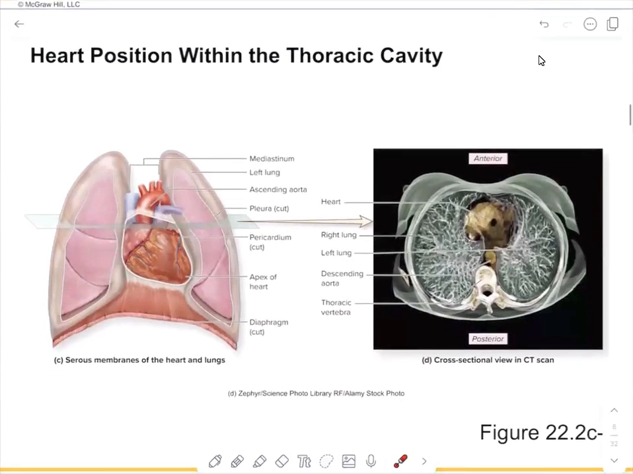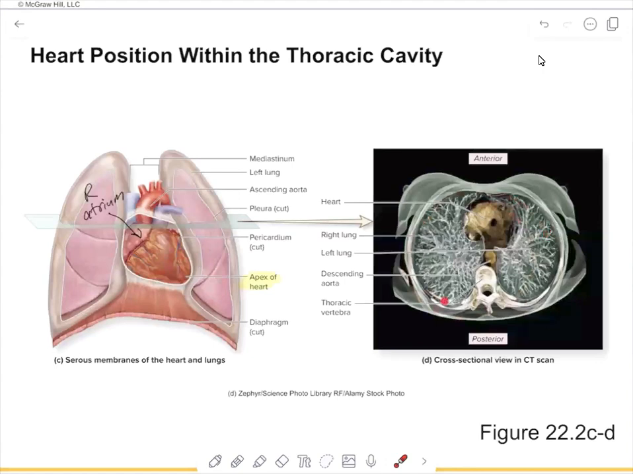On this image, we can see a transverse section shown over here, and it's taken through the base of the heart, which shows where the right atrium is. So again, the right atrium is going to be at the base of the heart, whereas the apex of the heart, which is labeled on this diagram, is going to be the pointed region of the heart.